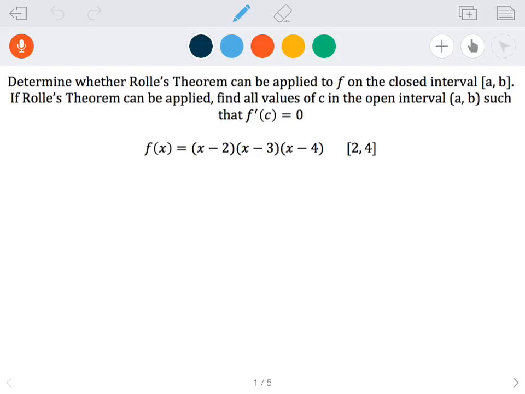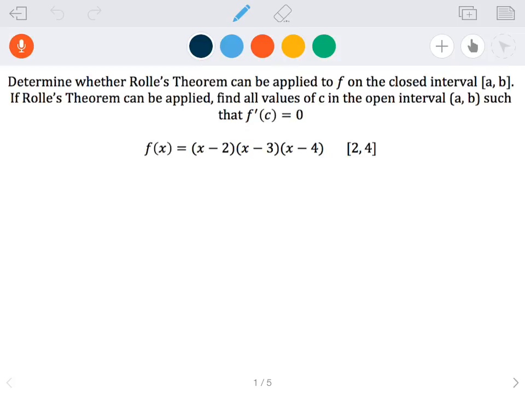These theorems can look a little bit complicated on paper, but they're really not that bad. This first question says, determine whether Rolle's theorem can be applied to the function on this closed interval, and then if it can be applied, find all the values of c in the open interval such that f prime of c is equal to 0.